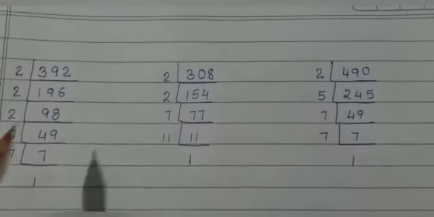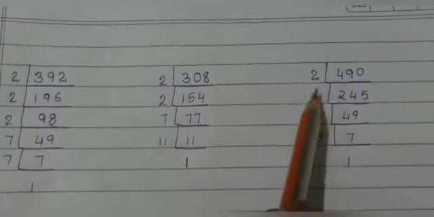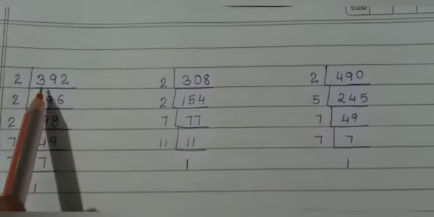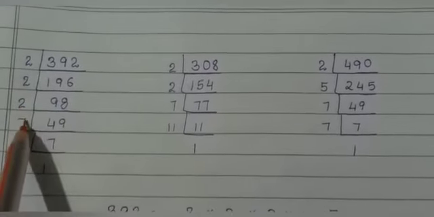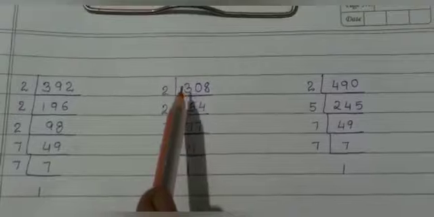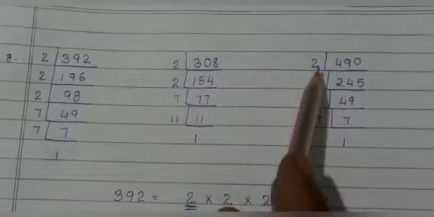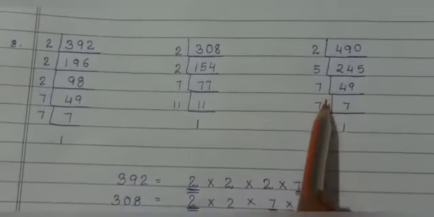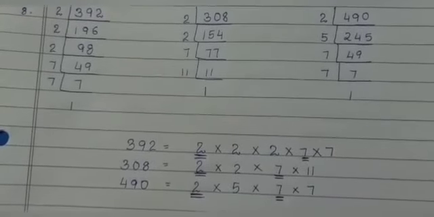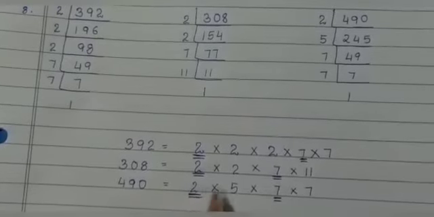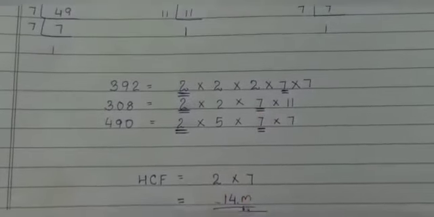We got three numbers, that is 392, 308 and 490. Now we'll take the prime factors for those. The prime factors for 392 are 2, 2, 2, 7 and 7. And for 308, it is 2 into 2 into 7 into 11. And for 490, it is 2 into 5 into 7 into 7. The common factors of 392, 308 and 490 are 2 and 7. Therefore, the HCF is 2 into 7, 14 meters.